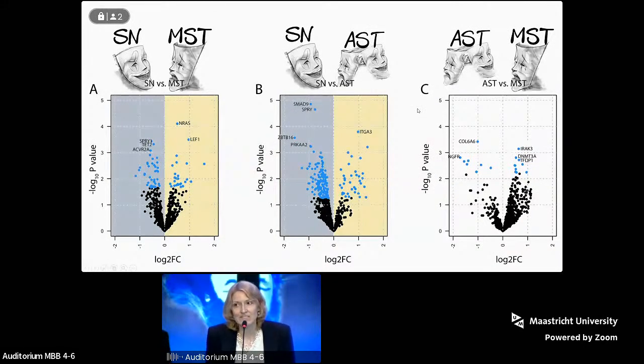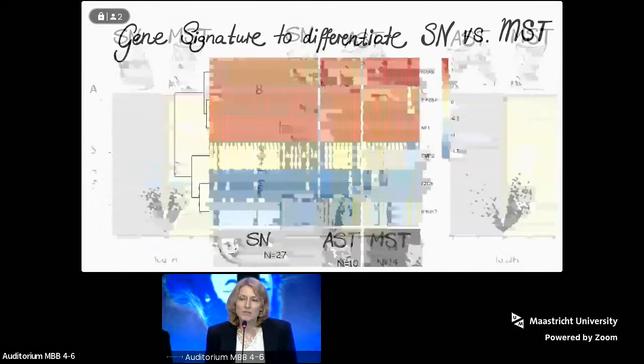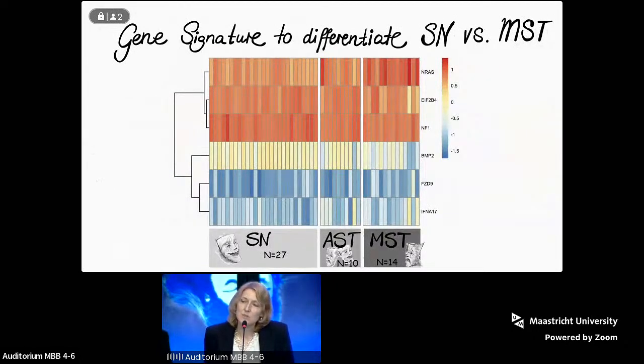However, the last comparison was more challenging. There were only 18 differentially regulated genes in atypical Spitztumor versus malignant Spitztumor. It might be that the actual molecular genetic difference is not that big. With sophisticated molecular genetic analysis, we did identify a gene signature comprising 6 top-ranked genes, which could reliably distinguish Spitznevus from malignant Spitztumors, with an intermediate level for the atypical Spitztumors.